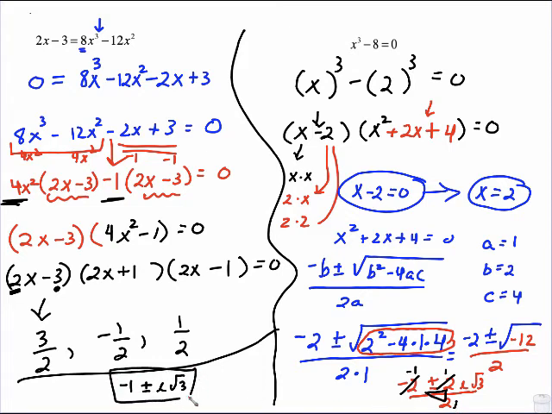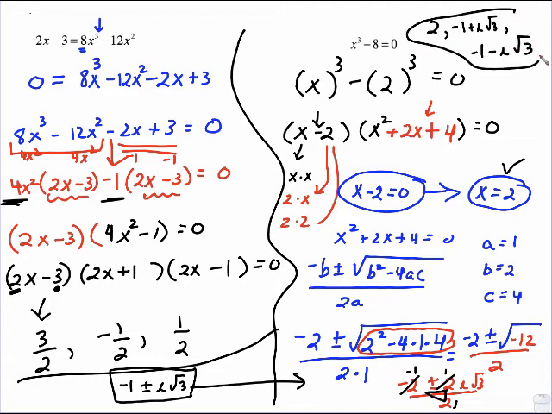So those are my 2 solutions for that as well as that. So when you write your solutions, then you will have 2, comma, negative 1 plus i radical 3, negative 1 minus i radical 3. There are your 3 solutions.